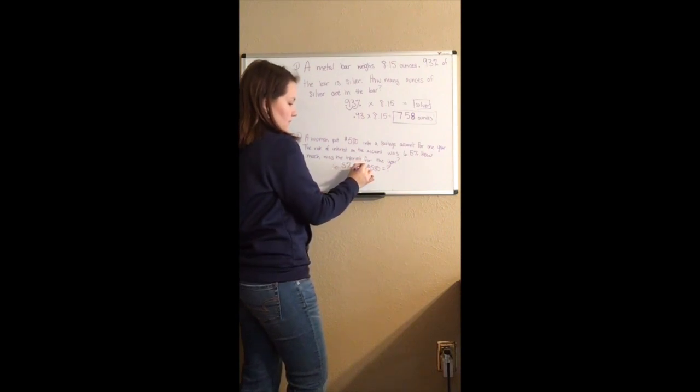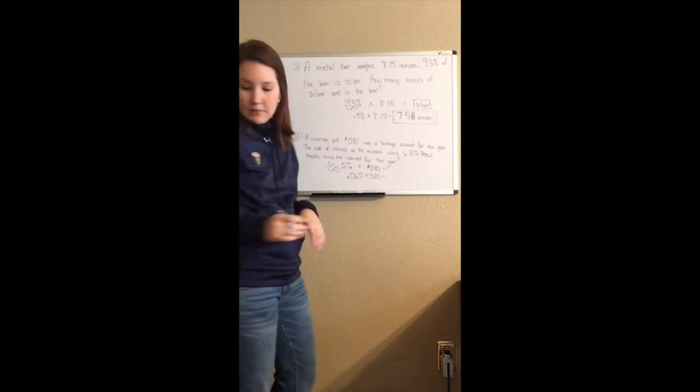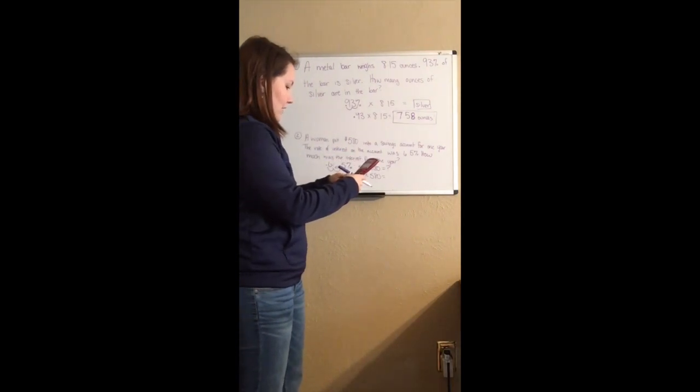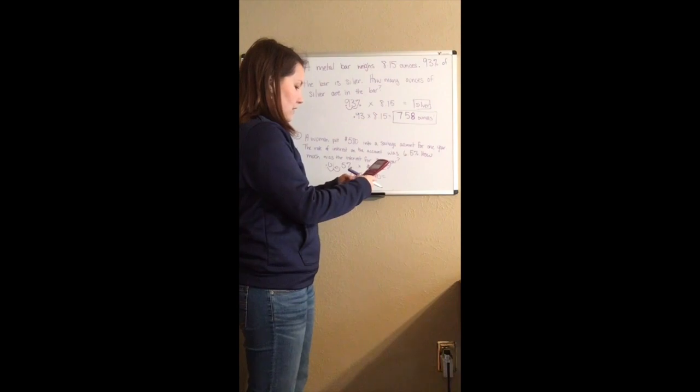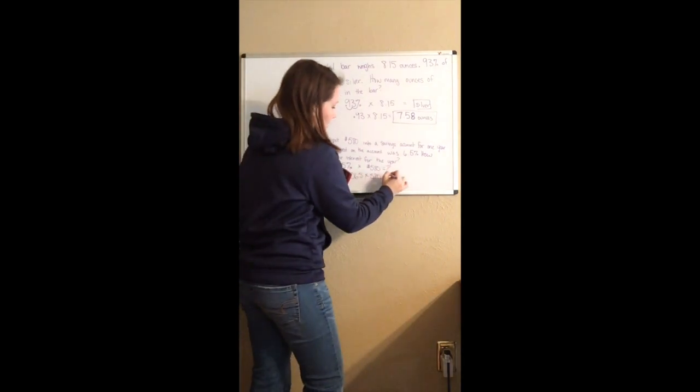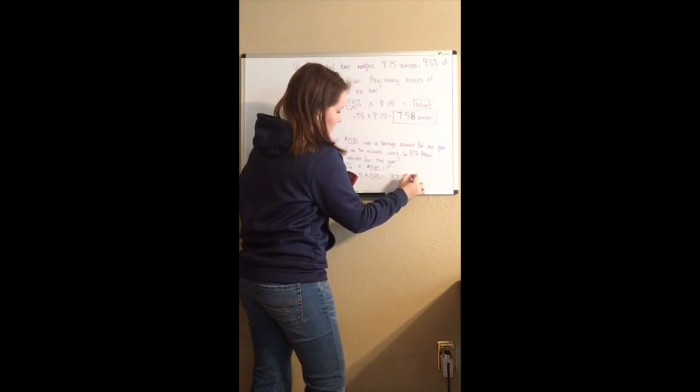So I'm going to do the same thing. Make this multiply, convert this into a decimal. So we have 0.065 times 580. So I can go ahead, put it in my calculator, 0.065 times 580. And that gives me 37.70. And that's in dollars.